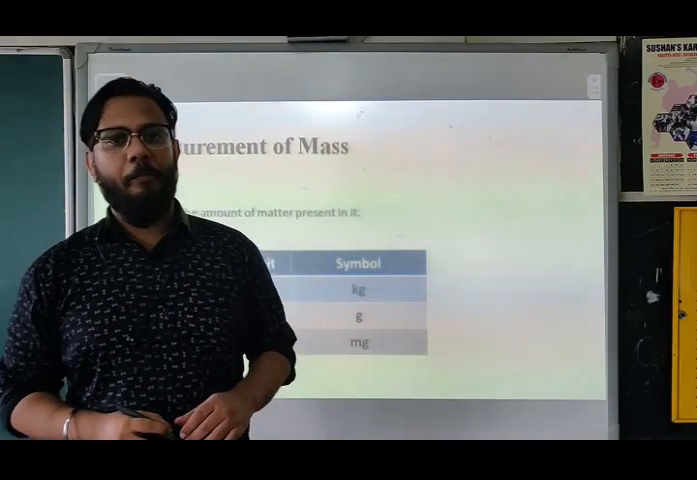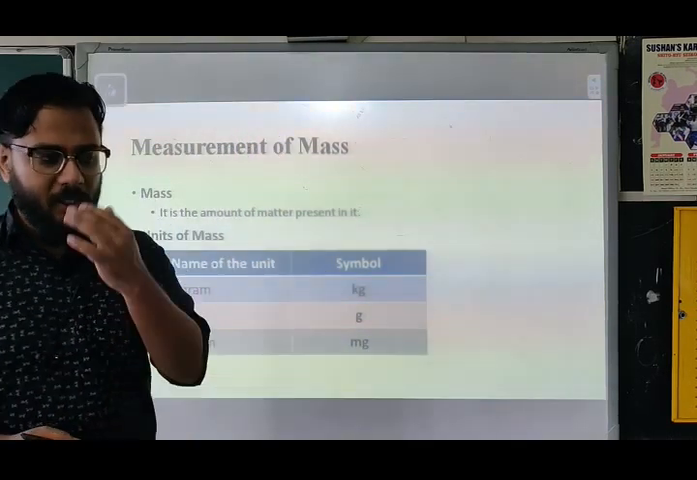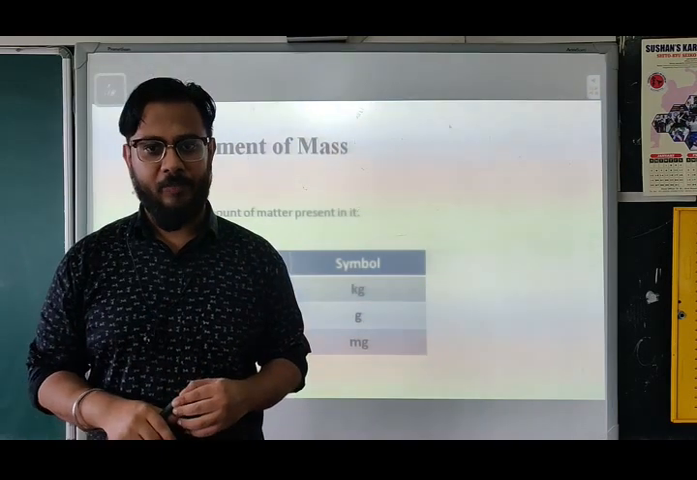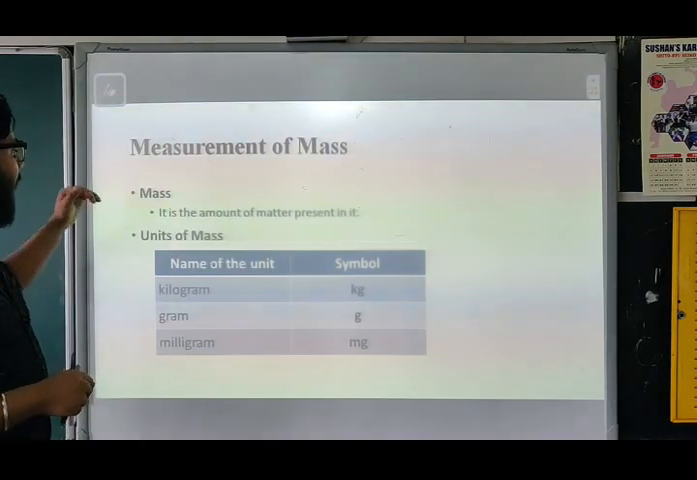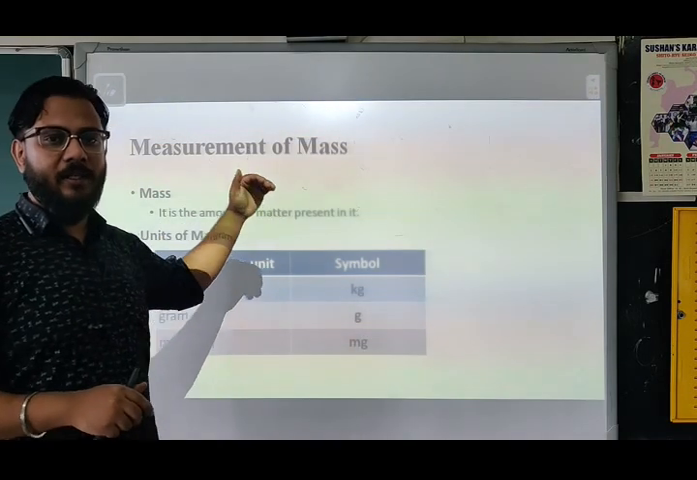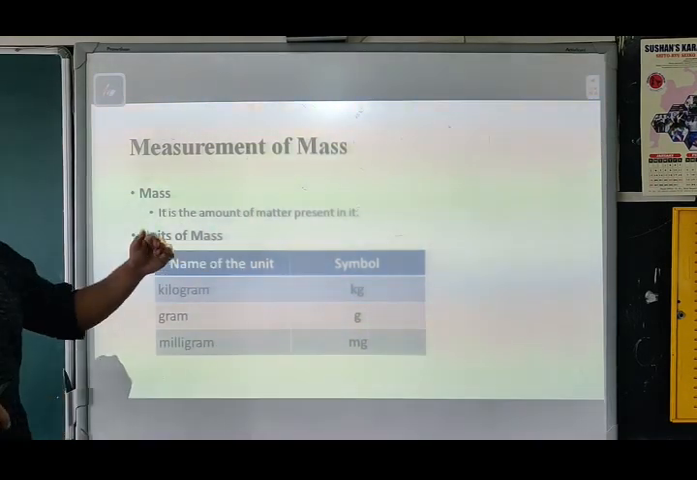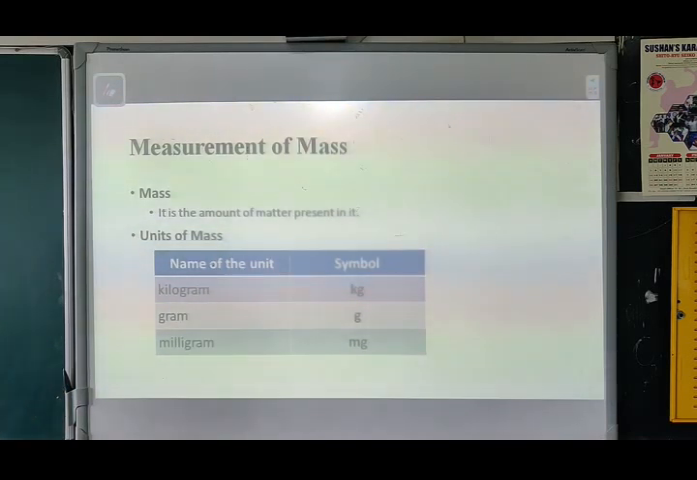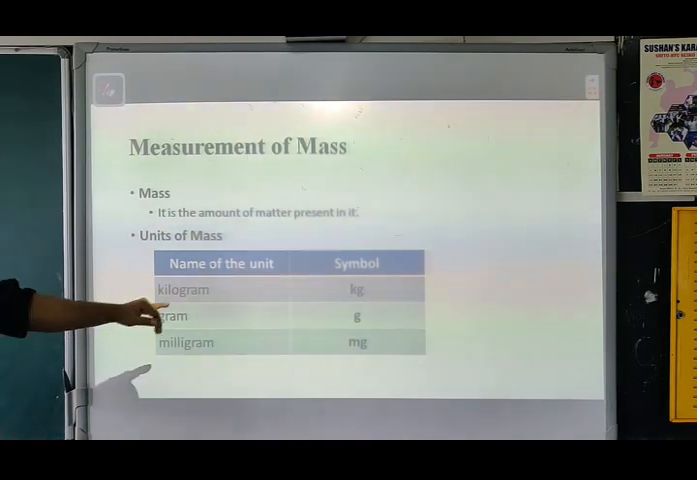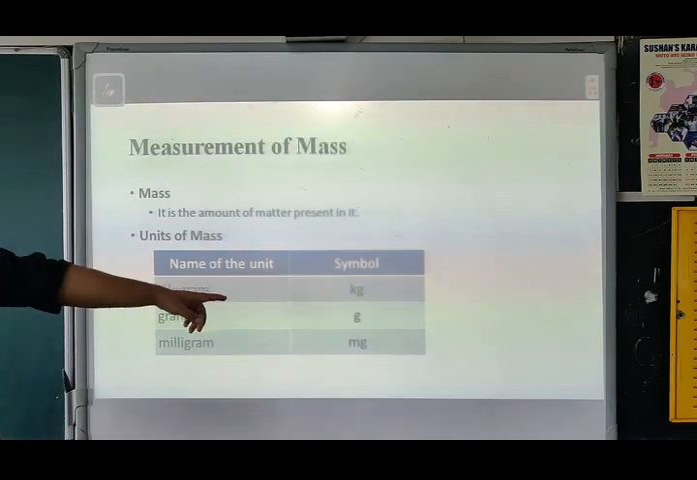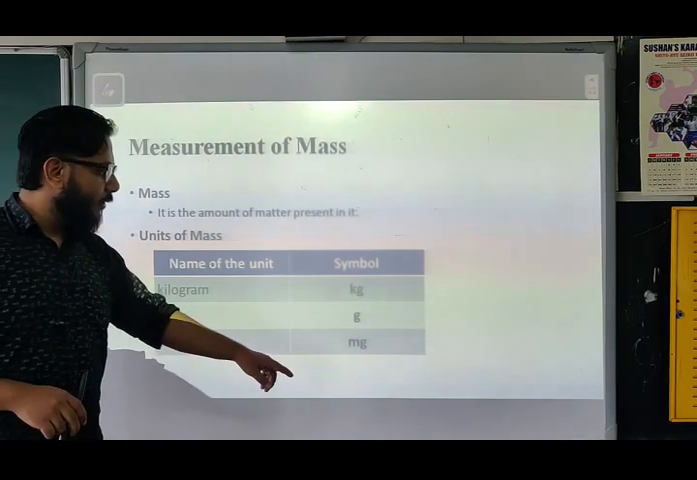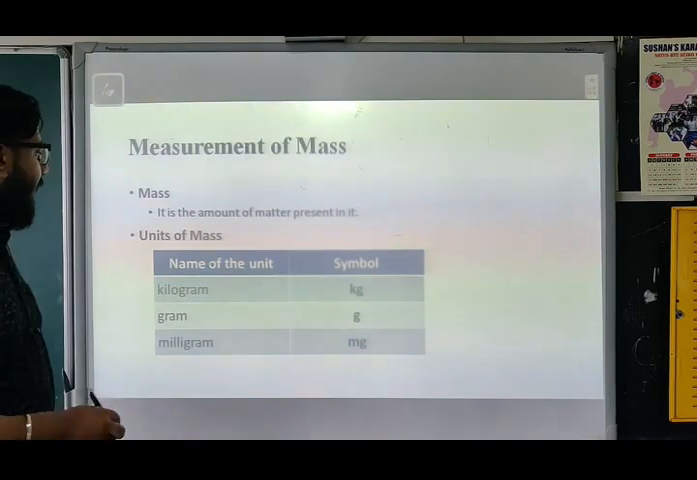Now let's move on to mass and measurement of mass. What is mass? Mass is basically the quantity or amount of something. The definition is, it is the amount of matter present in a substance or object, anything. So the units of mass are kilogram, that is your SI unit, gram and milligram. Kilogram you write as kg, gram you write as g, and milligram as mg, all small letters.